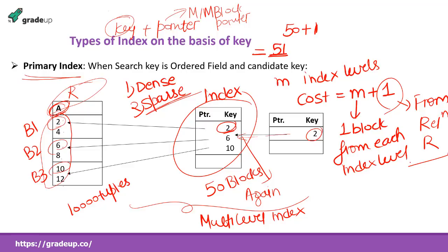See, in the previous case, you had to access all the blocks of the table, but now you are getting such a low cost. So we can say we have improved our work and saved a lot of time by using indexing and the multi-indexing concept. Let us move towards the next type of index on the basis of key.